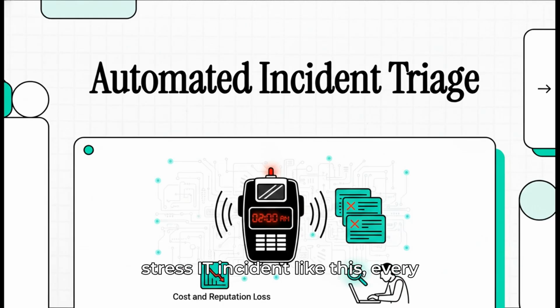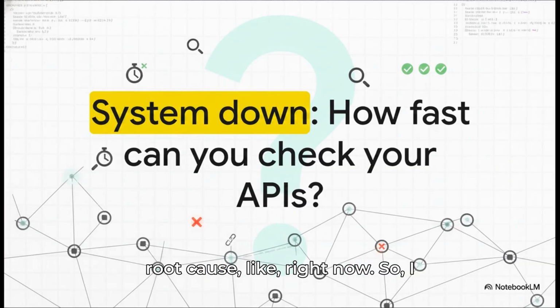In a super high-stress IT incident like this, every single tick of the clock is literally costing the company money, trust, and its reputation. You're the IT support engineer on call, and you've got to find the root cause right now. So, I want to pose a critical question to you. When the system is down, exactly how fast can you check your APIs?